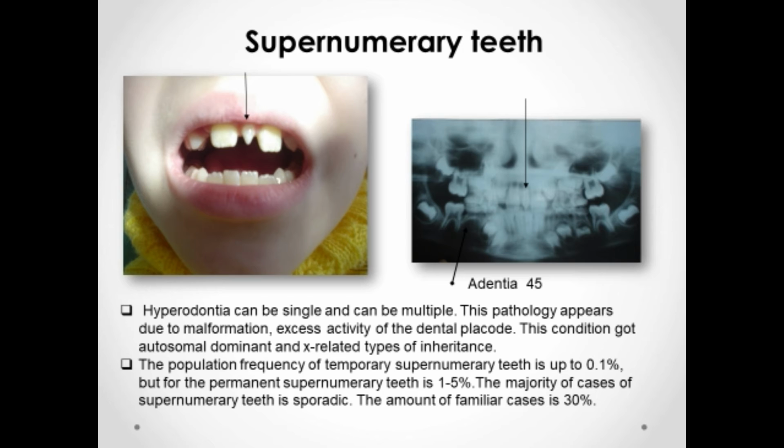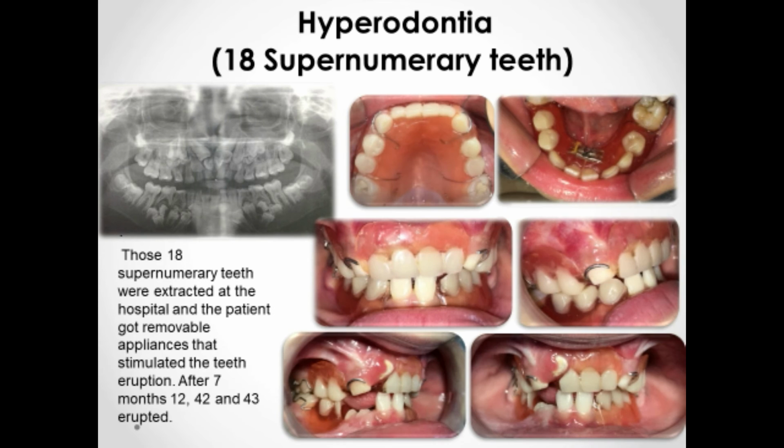The majority of cases of supernumerary teeth are sporadic. The amount of familial cases is 30%. Here we see a 10-year-old patient diagnosed with 18 supernumerary teeth. Those 18 supernumerary teeth were extracted at the hospital and the patient got removable appliances that stimulated the teeth eruption. After 7 months, 12, 42 and 43 erupted.